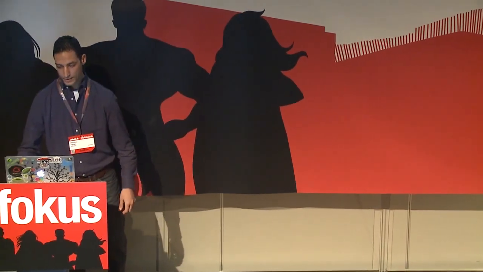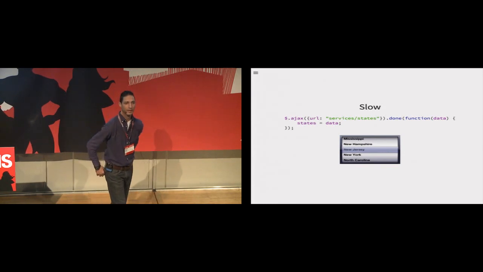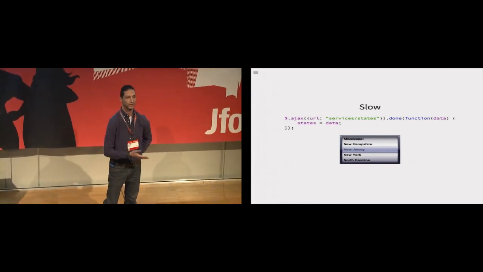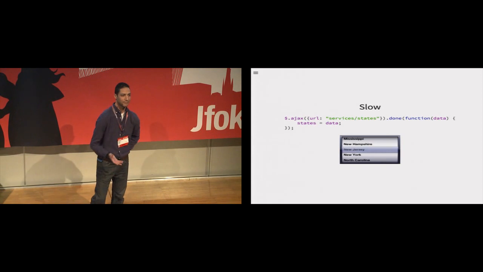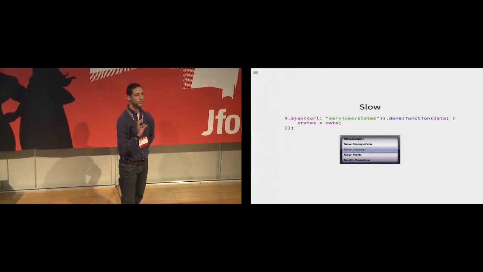How? Something like this is very slow, just requesting, waiting for data, then manipulating the UI. This is static data. These are some states. States never change, right? They never change every day. Maybe one new town will be added, but think, when you design, about which data we could cache.